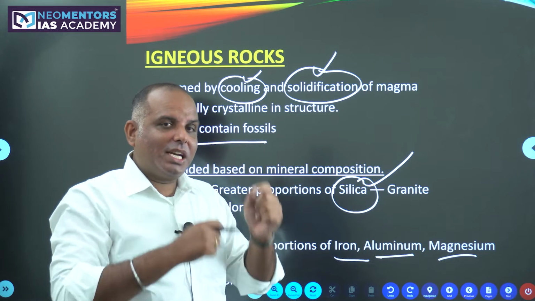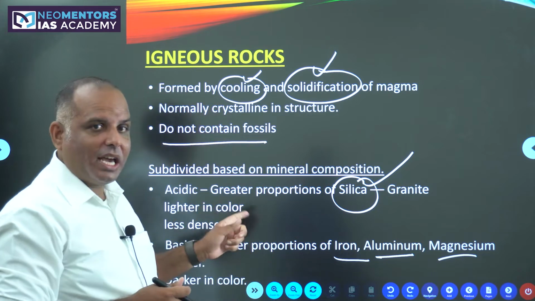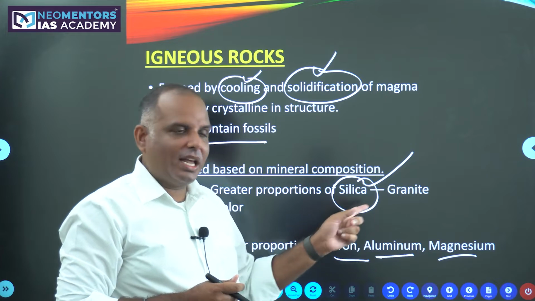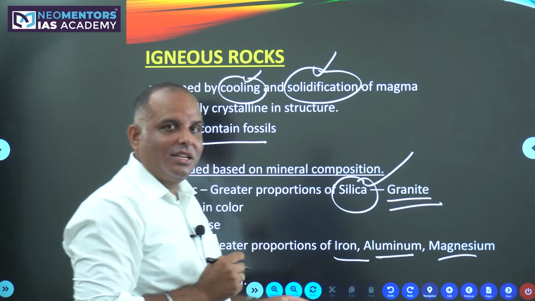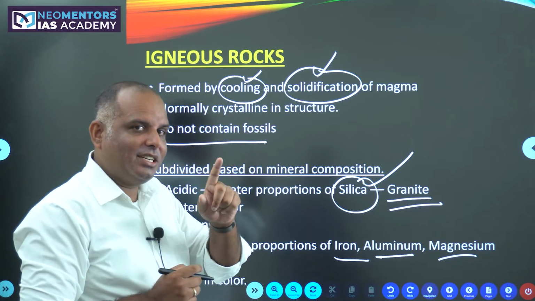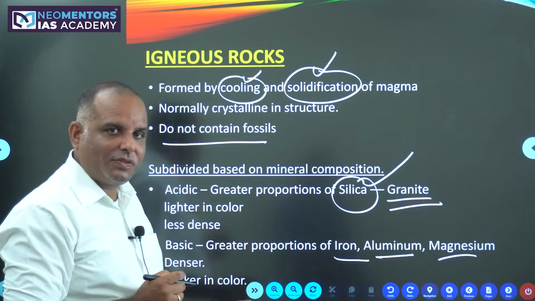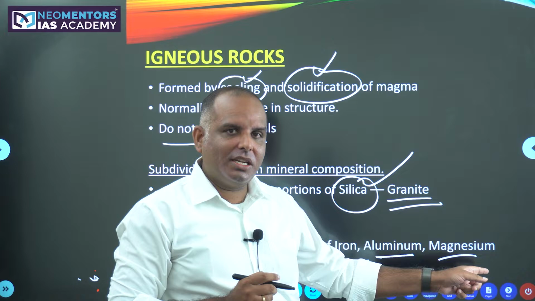Again, everything depends upon the chemical composition, right? So what we are saying here, acidic means it is containing more amounts of silica. An example is granite. That means granitic material is again lighter, right? Basic, we are saying, is lesser content of silica but more content of iron, aluminium, and magnesium.